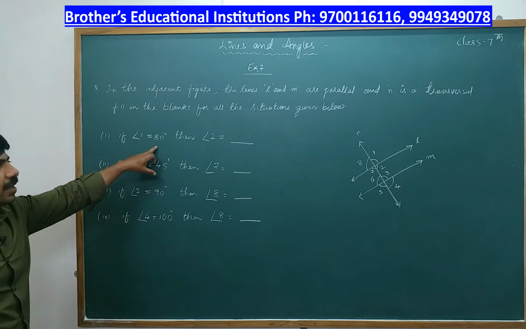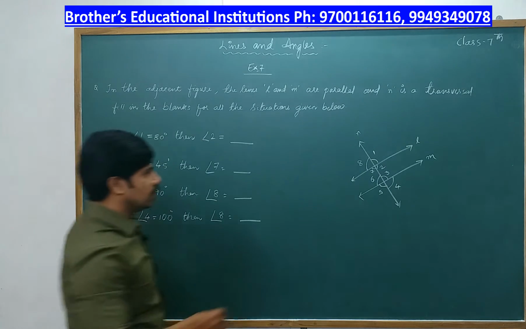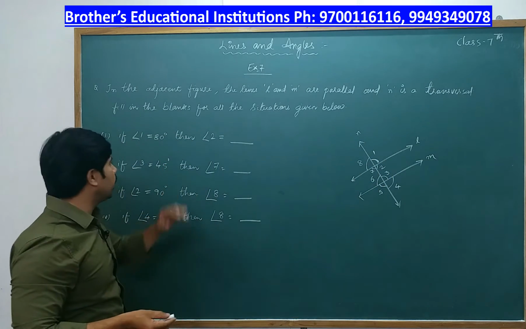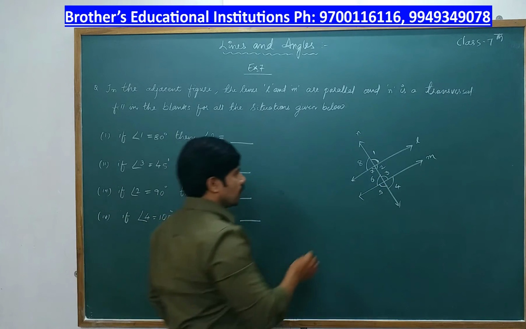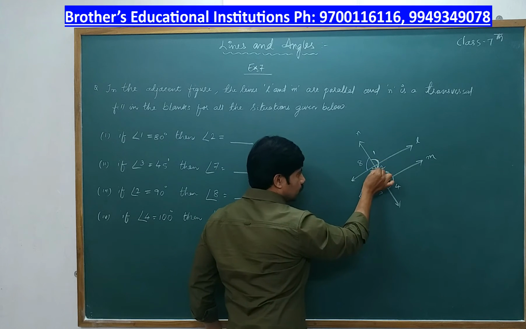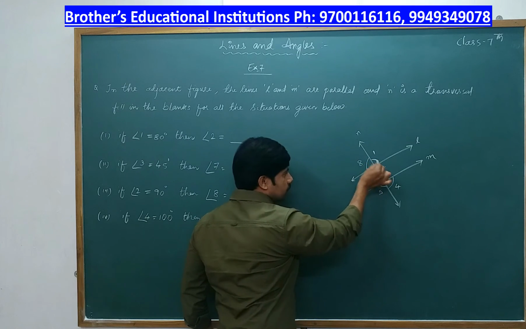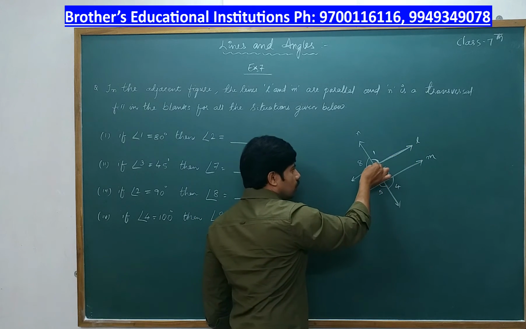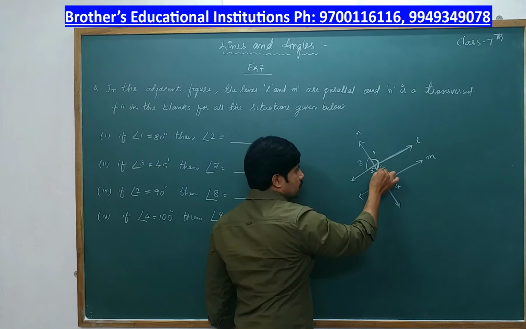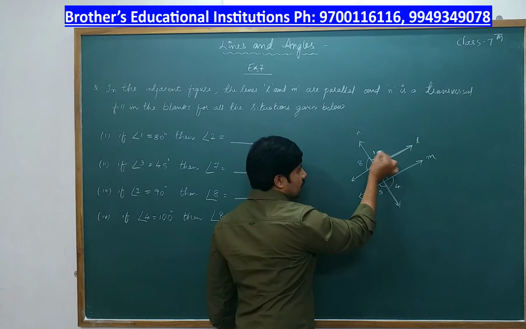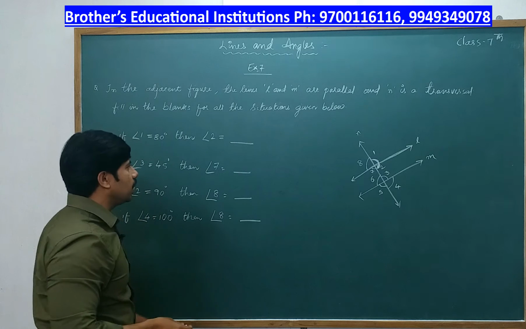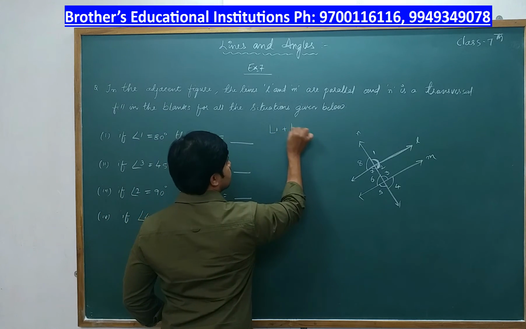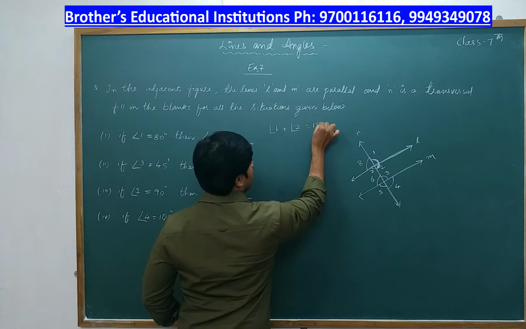See, now angle 1 is given as 80 degrees and it is asking for angle 2. Angle 1 is 80 and we need to find angle 2. Remember, angle 1 and angle 2 form a linear pair because line L is passing through N. So this is a straight line, a linear pair. So angle 1 plus angle 2 is 180 degrees.